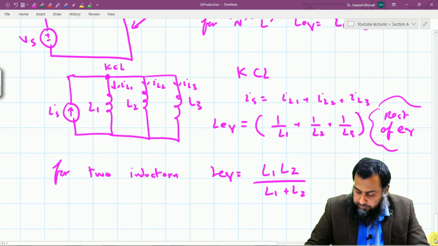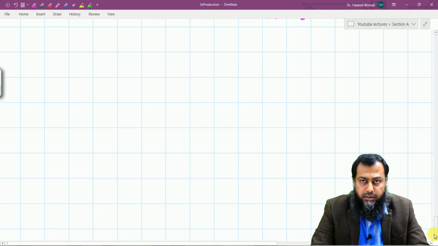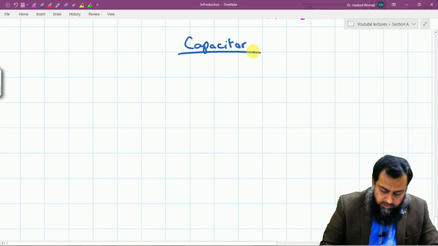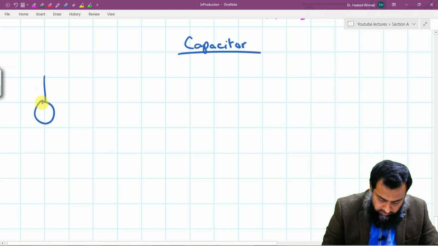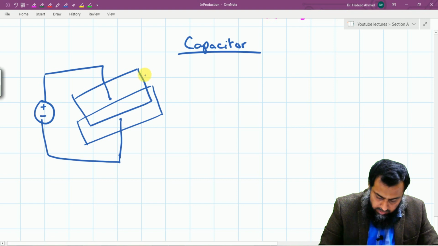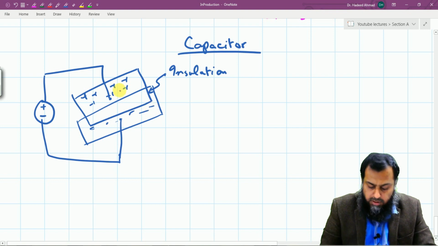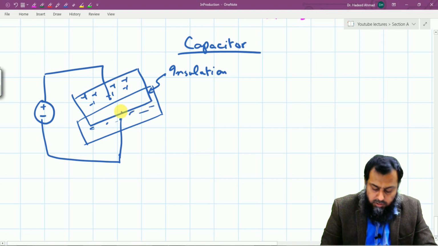Let us move ahead and see the second type of energy storage element, which is known as the capacitor. A capacitor consists of two plates. If we have these two plates with some sort of insulation in between, then we shall have charges deposited on both of these plates. There will be equal and opposite charges deposited on these two plates.